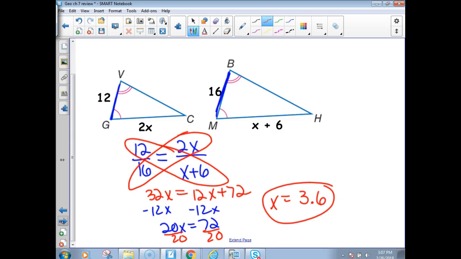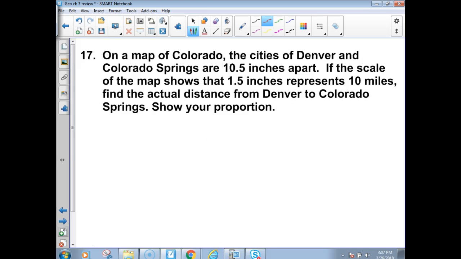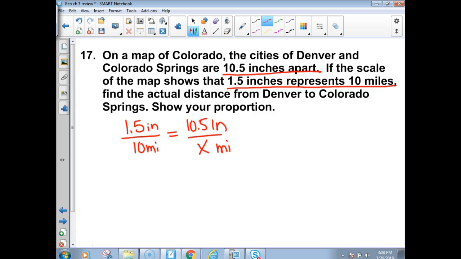Okay, next problem. We got a word problem, which I know you probably skipped those too. On a map of Colorado, the cities of Denver and Colorado Springs are 10.5 inches apart. If the scale on the map shows 1.5 inches represents 10 miles, let's write a proportion. So 1.5 inches is to 10 miles as, now, they measured on the map, got 10.5 inches. That would have to go on top. And you're going to find out x miles, how many miles apart they actually are.